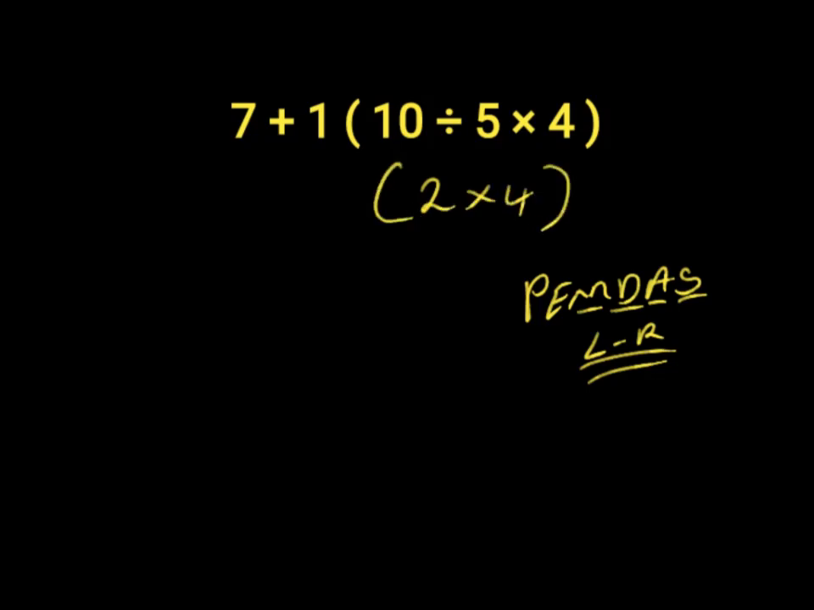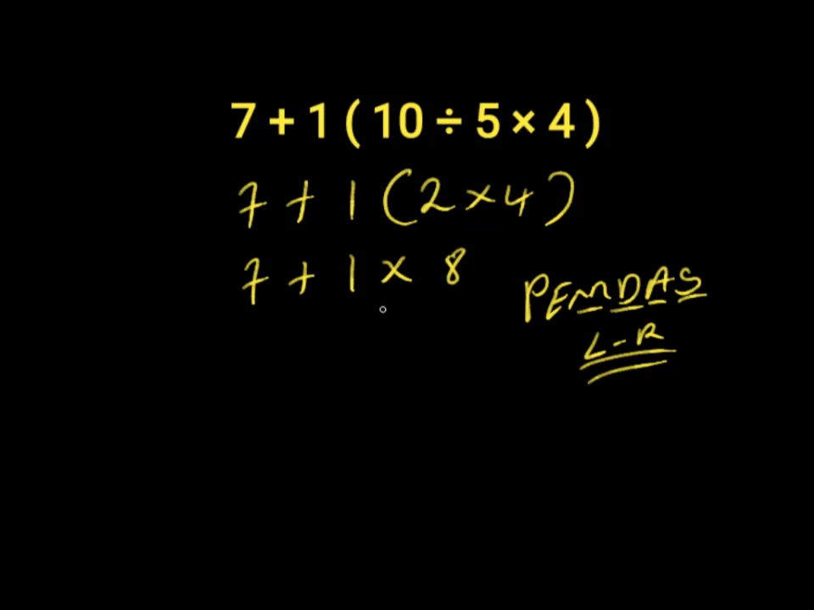Putting in our parentheses, we will bring down our 7 plus 1. Now our parentheses, 2 times 4 will give us 8. Then we have 7 plus 1 times 8. If a number is close to parentheses, note that there's a multiplication sign in between, which is this multiplication sign here. We are going to solve our multiplication first because it comes first before addition.